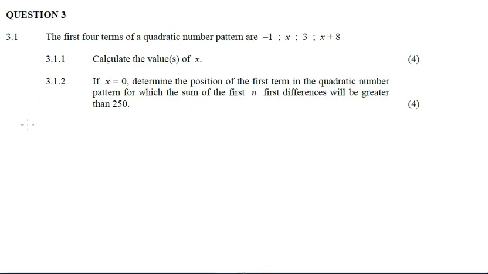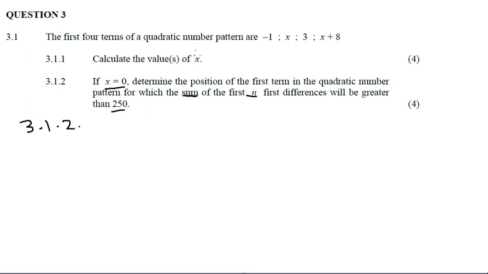Question 3.1.2. They say if x is equal to 0, determine the position of the first term in the quadratic number pattern for which the sum of the first n differences will be bigger than 250.